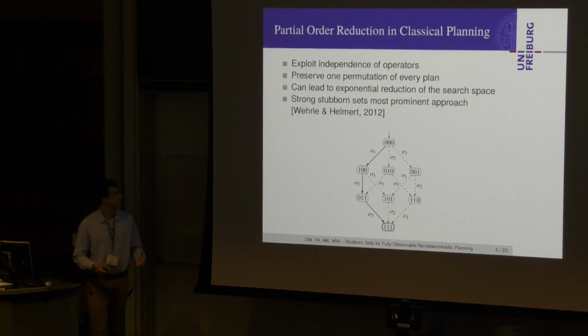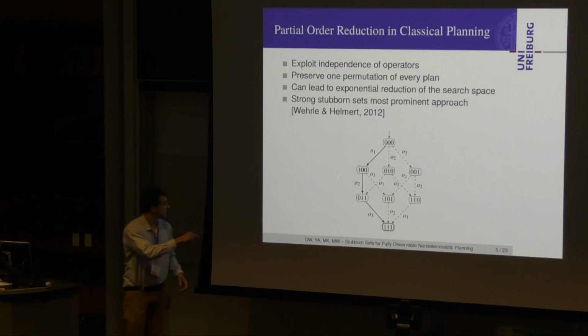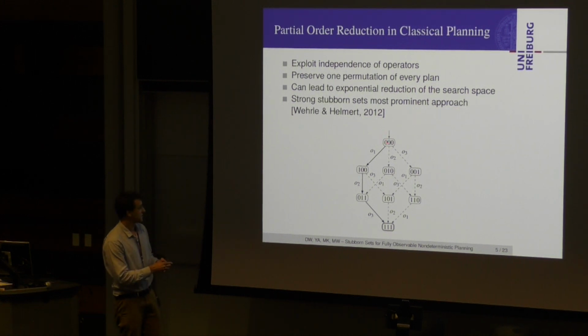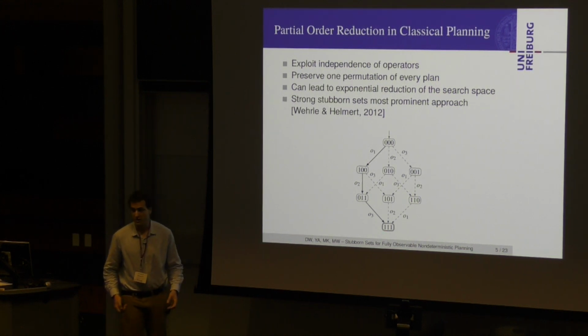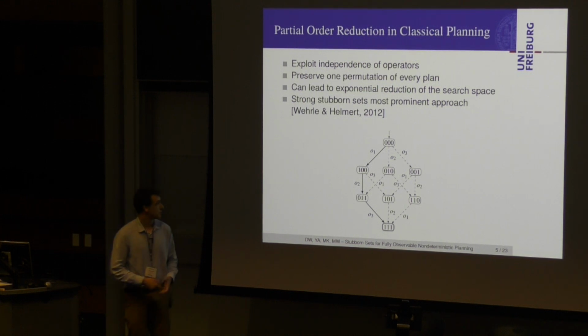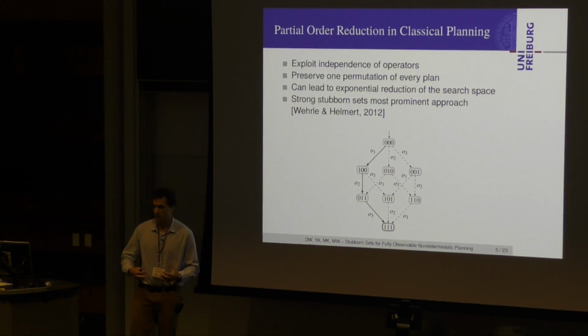A little bit on the motivation of partial order reduction. Partial order reduction is an idea to exploit the independence of operators. What does that mean? If you look at this diamond, we see this is the initial state of a transition system. This is the goal state. In order to get from here to there, we have to apply these three operators, but it's actually not of importance in which order we apply them. And that's exactly where partial order reduction comes into play. Partial order reduction wants to get rid of this unnecessary blow-up that we would have if we would apply all the orderings.